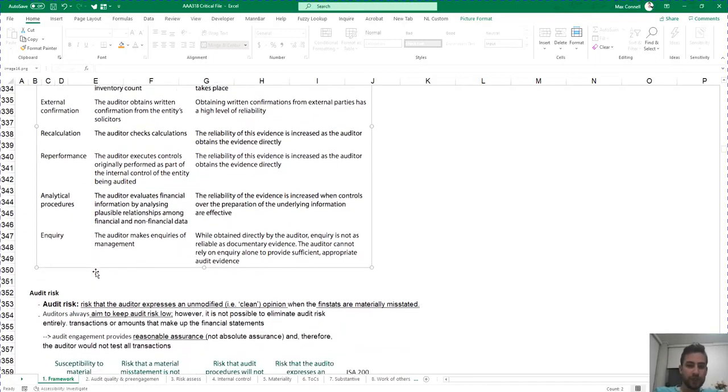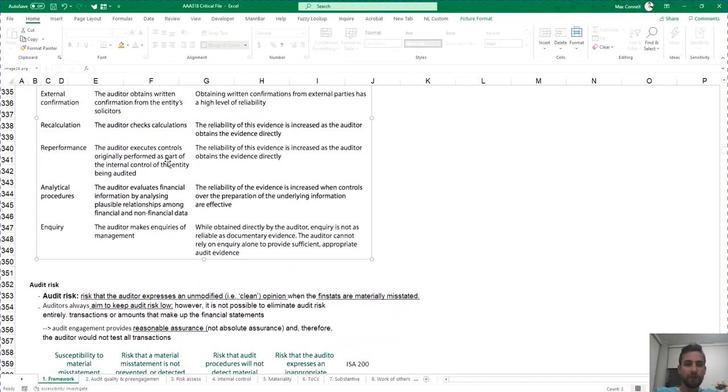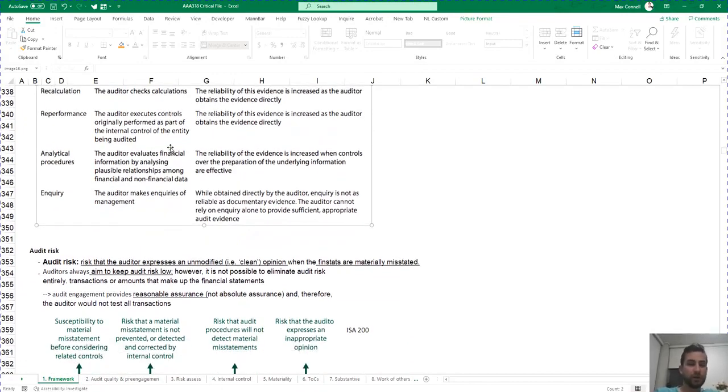Next is analytical procedures. The auditor evaluates financial information by analyzing plausible relationships among financial and non-financial data. And then finally, inquiry. The auditor makes inquiry of management. So you can get some information by just talking to people.